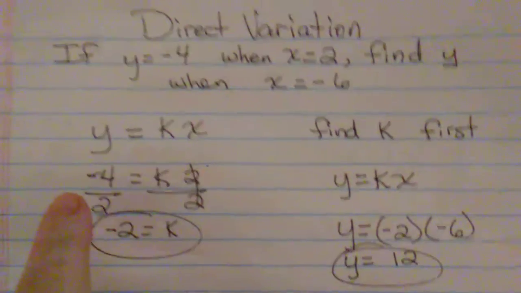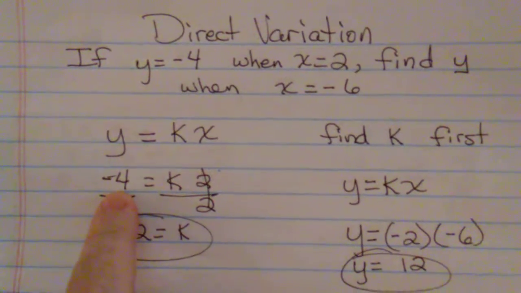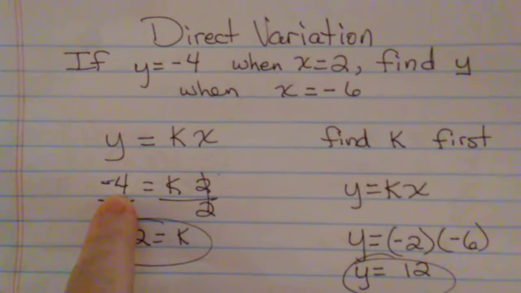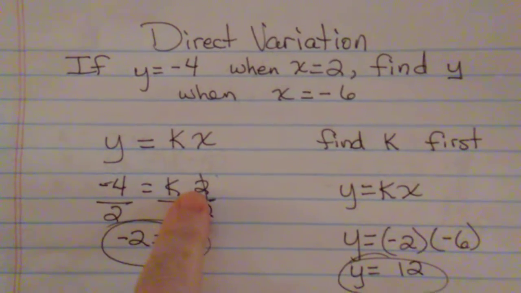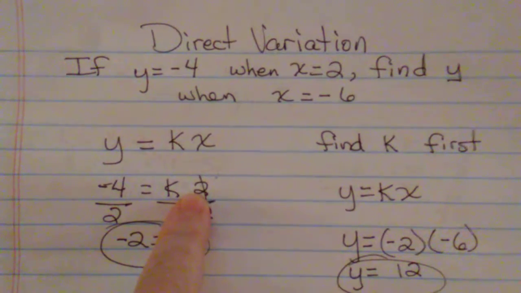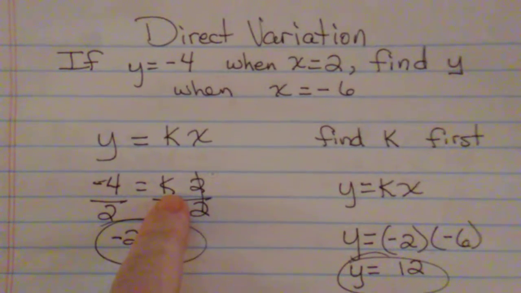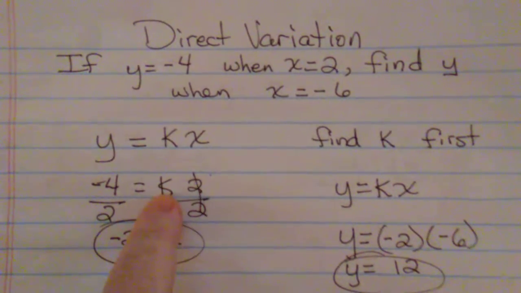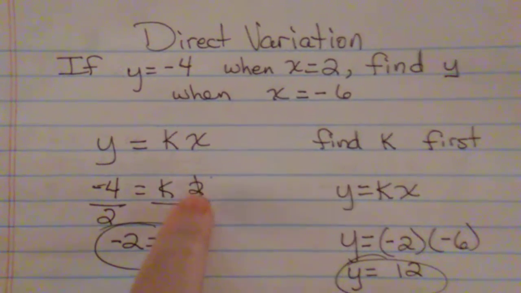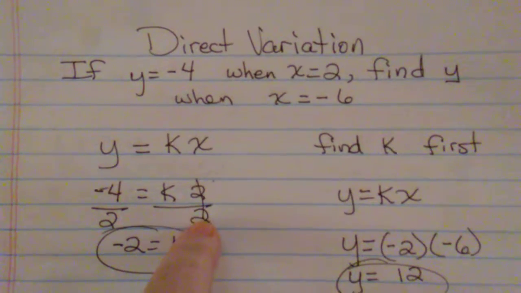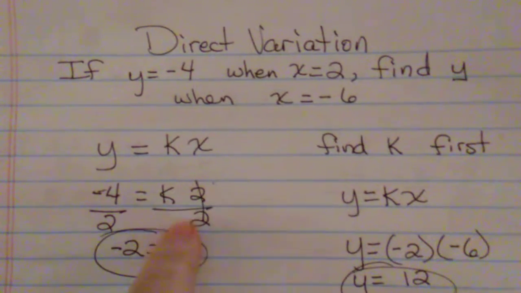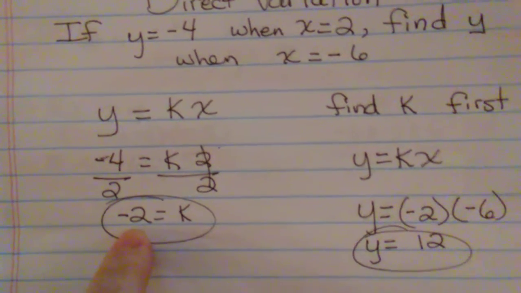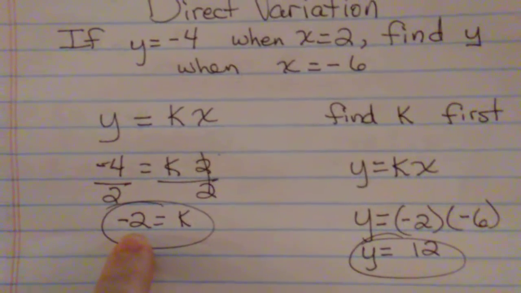So what I do is I substitute in for y -4, and it says when x is 2, so I put 2 in place of x. Now to solve for k, you're going to have to divide both sides by that coefficient of k, which is 2. 2 divided by 2 is 1. So I have 1k. And then -4 divided by 2 is -2. So I have found k.